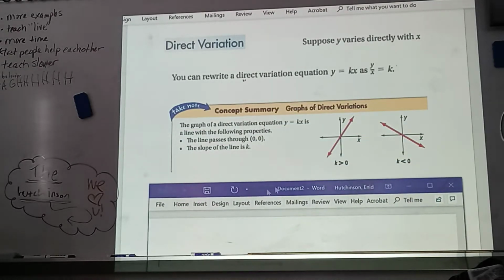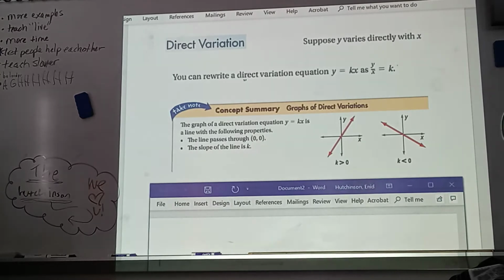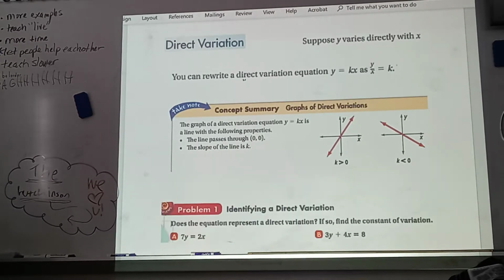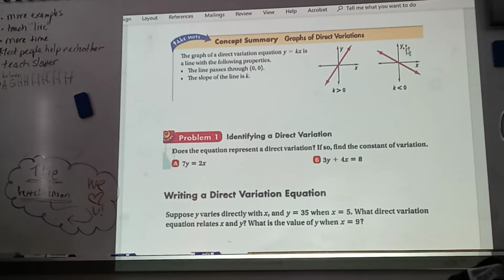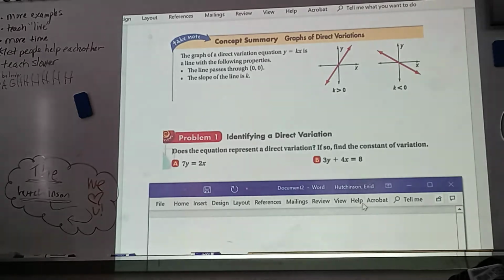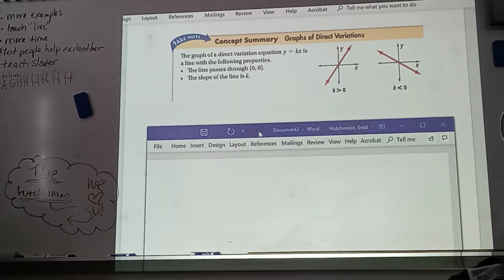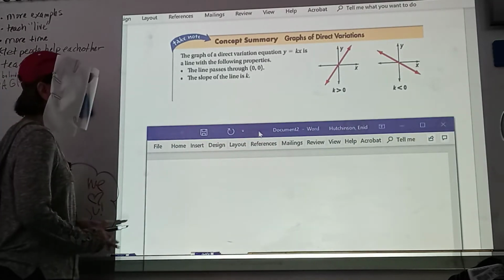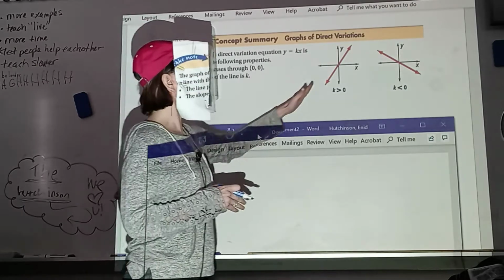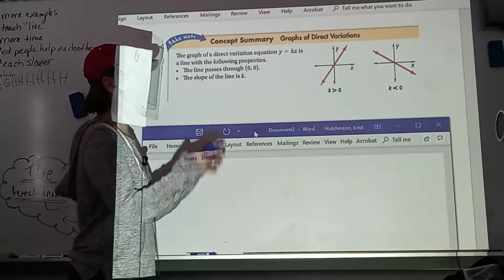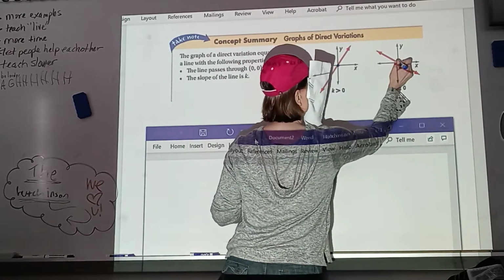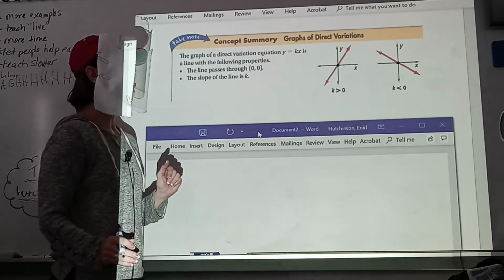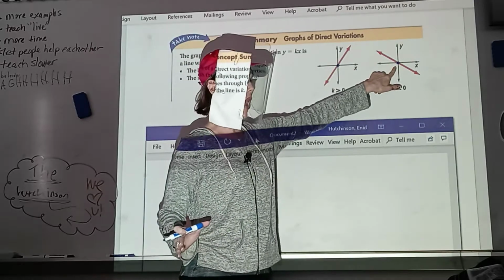So let's take a look at what the graph of a direct variation would look like. Go ahead and draw this in your notes. It doesn't have to be perfect, okay? But what you need to know is that the graph of a direct variation will always go through 0, 0. It will always go through the origin of the graph, okay?